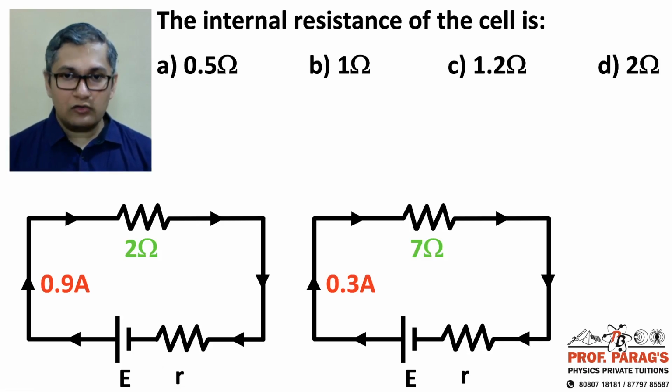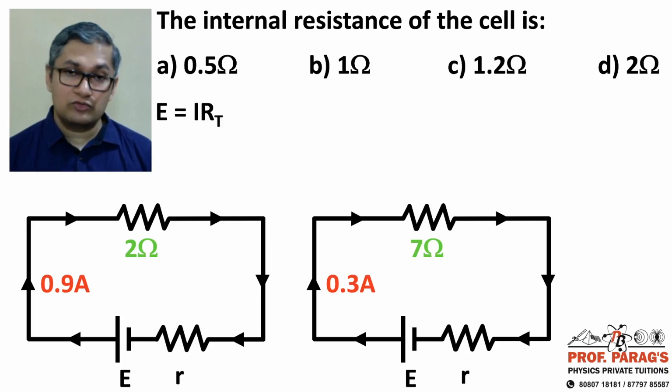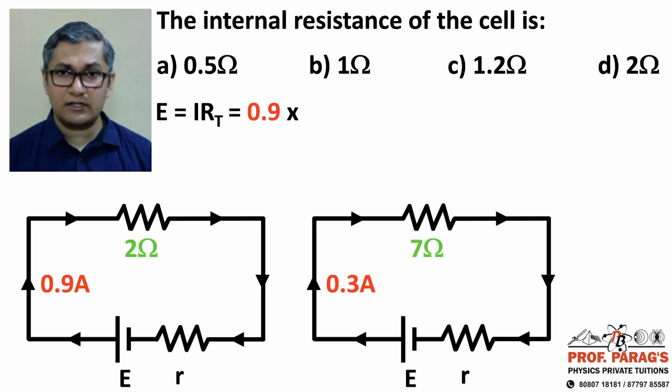And since we want two equations, we have been given two circuit diagrams. So again, I can just use Ohm's law. Ohm's law tells me that voltage is current into resistance. So I can say E is I into R total. So let's use this for the first circuit, the circuit on the left.